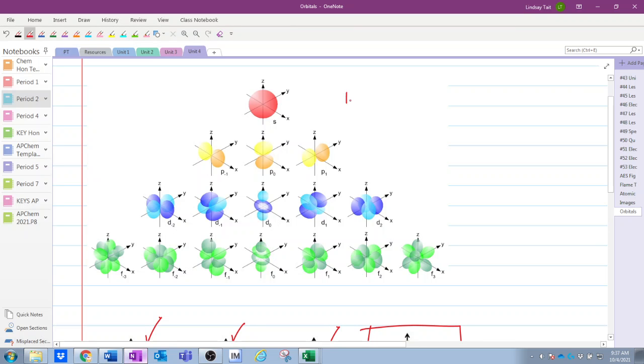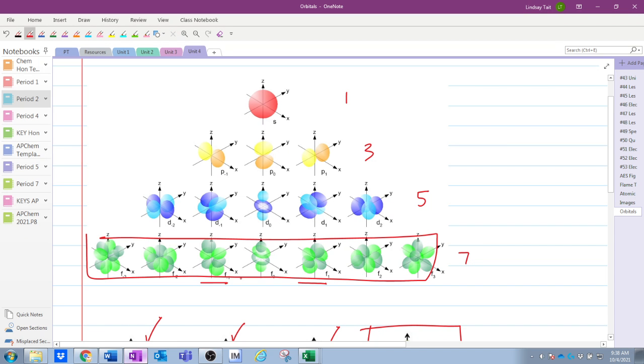Here was your 1 sphere. There were your 3 dumbbells. They just didn't put them together. Here were your 5, your 4 clover leaf and a dumbbell with a donut. And then so these are your 7. They just keep taking and turning this figure 8 balloon thing on different XYZ planes. And then there's a dumbbell with the double donut in there. But there's your 7 that all together, all 7 of those make up a sublevel.